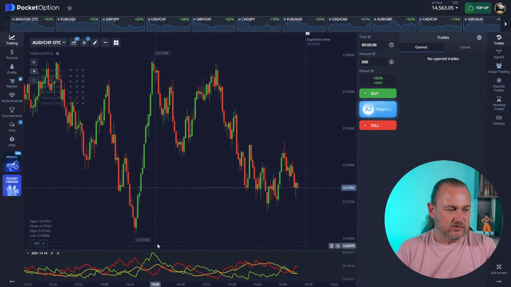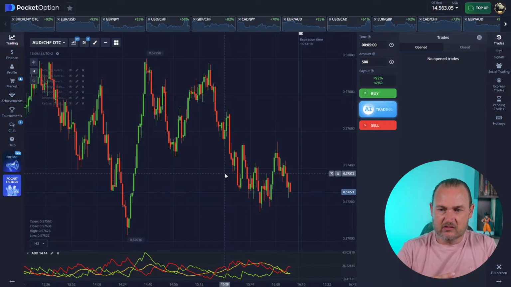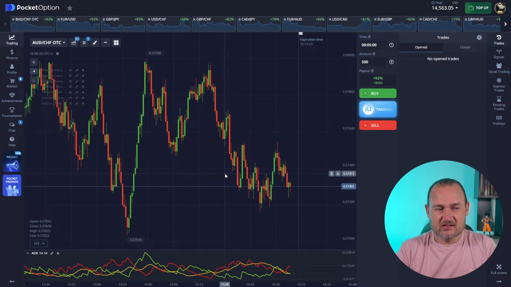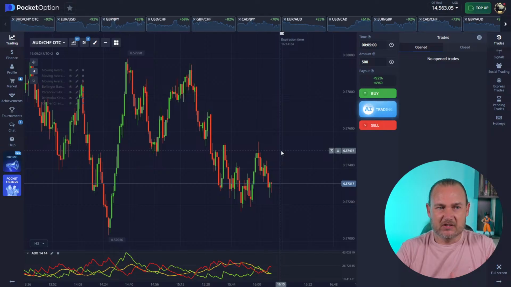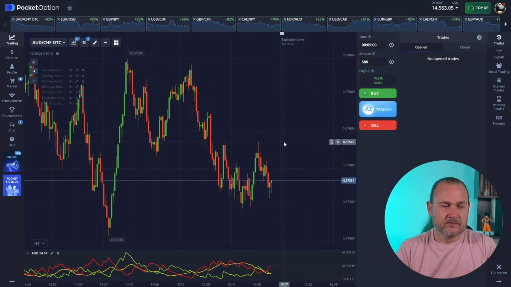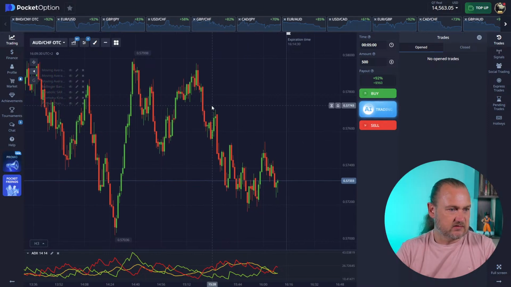Okay, so now that we understand this, if you guys have any questions on the ADX, now's the time to ask. I'm going to move on and start looking at trade examples, and hopefully we might actually pick up a trade or two as well. But okay, let's have a look at trade examples.